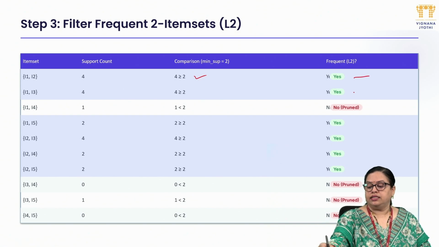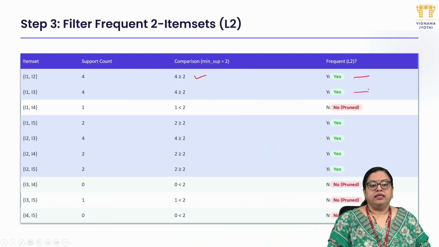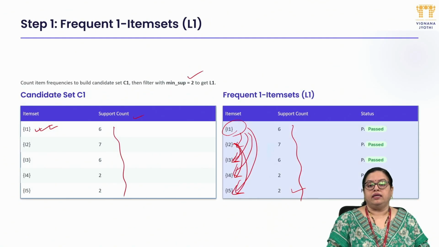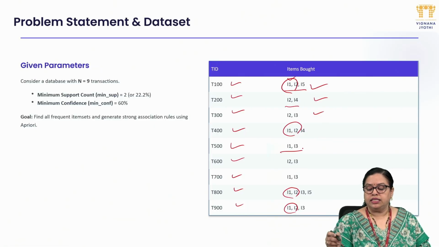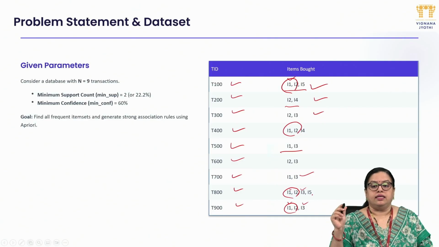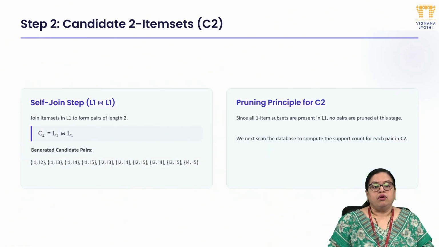Okay, so next we consider I1, I3. Once again we calculate whether the count of I1, I3 is 4 or not. So for that we go back to the previous slide. Look at this previous slide, I1, I3. Here I1, I3 is not in the first transaction, not in the second, and not in the third. But in the fifth, where T500 is written, I1, I3 is there. Next in T700, I1, I3 is also there. Here one I1 is there, one I3 is there. Here another I1 is there, another I3 is there. So how many times? It's also 4 times.